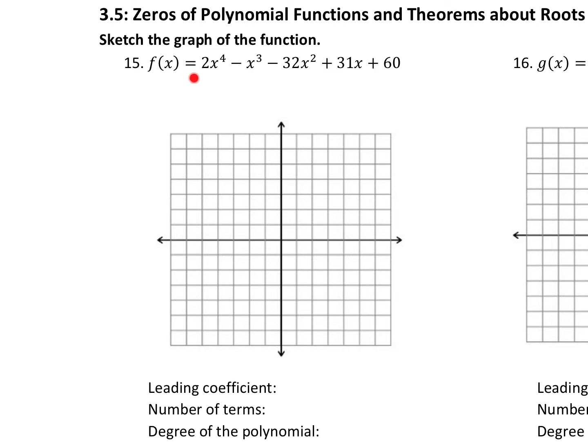This is in standard form. So the leading coefficient is the coefficient of the leading term. Our leading coefficient is 2. Number of terms, we have 1, 2, 3, 4, 5 terms. And the degree of the polynomial is the highest exponent, which is the 4th power. So the degree of the polynomial is 4.